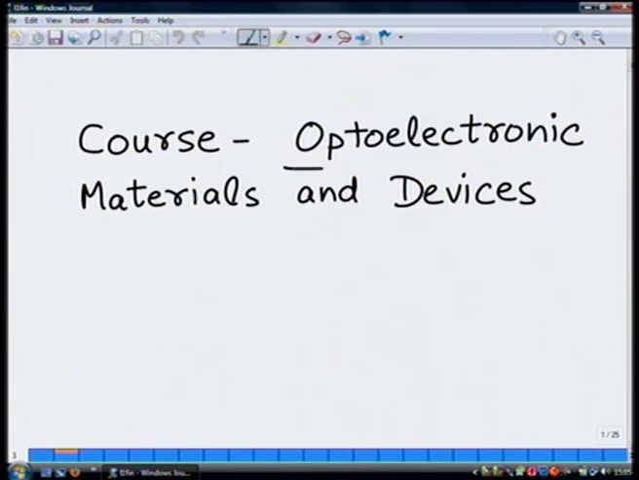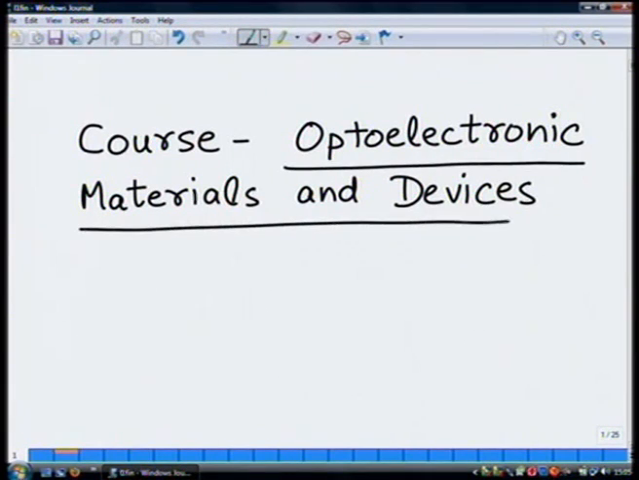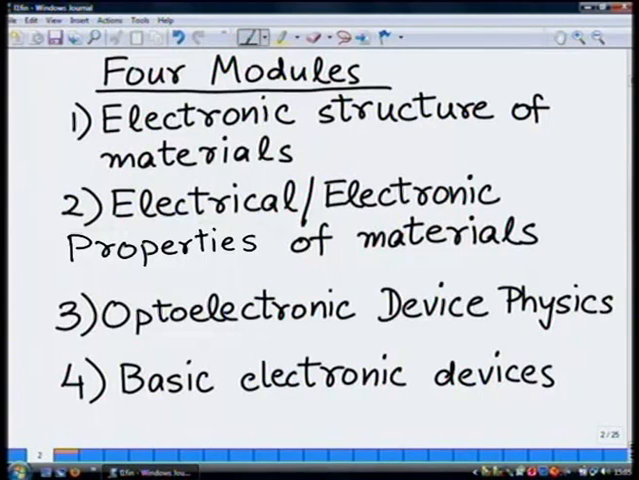Okay, welcome to this course on optoelectronic materials and devices. This course we are going to start now. The course will be in 4 modules, and these modules are electronic structure of materials, which is what we will start with today, about 10 lectures in total.